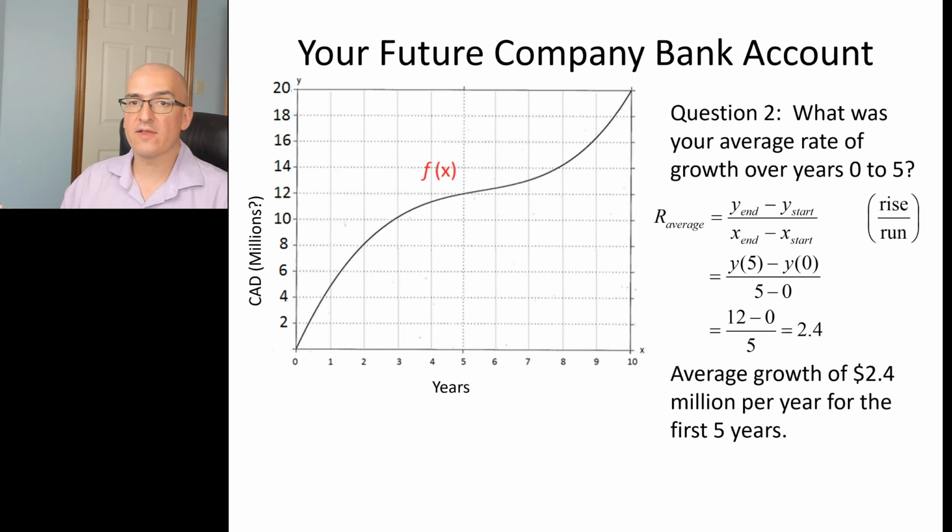Now, let's compare that. That was $2.4 million average per year over the first 5 years. We're comparing that to the 2. It's higher. So the first 5 years were definitely better than the next set of 5 years.